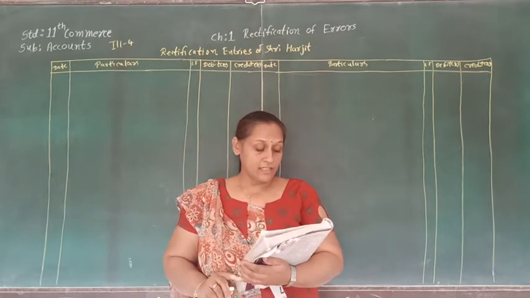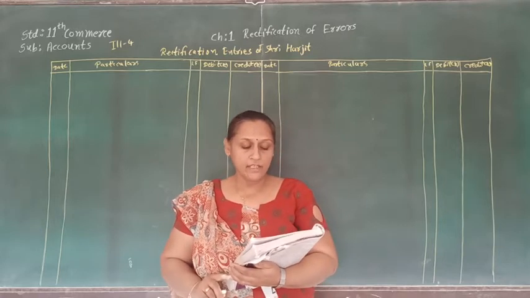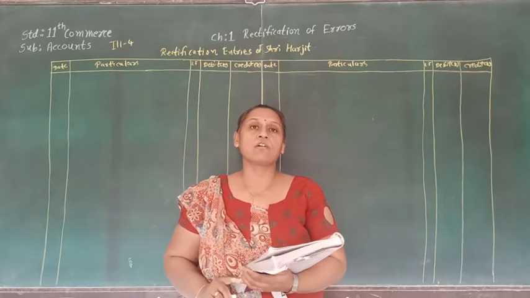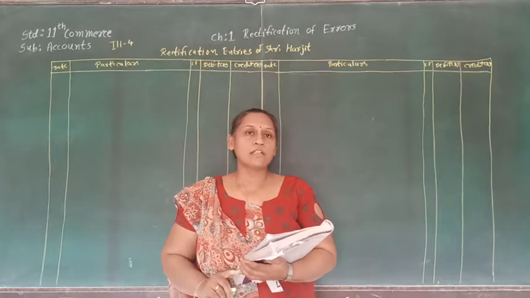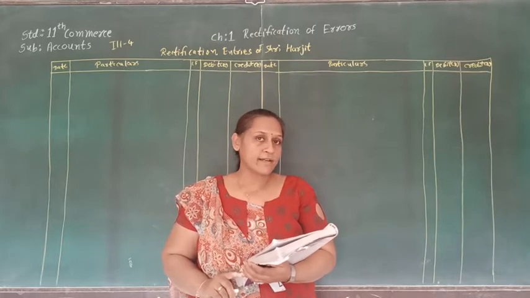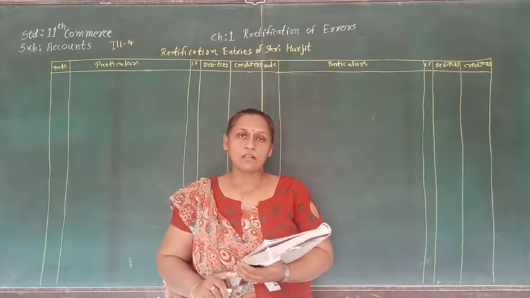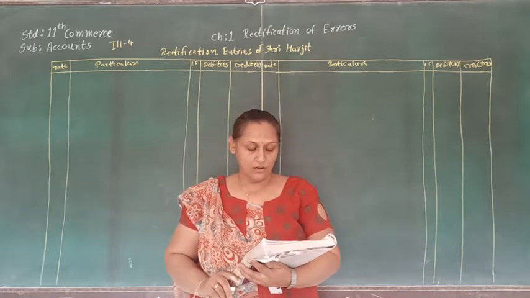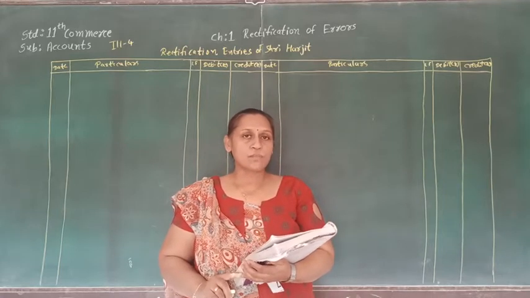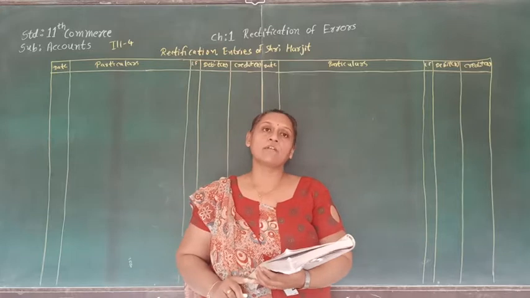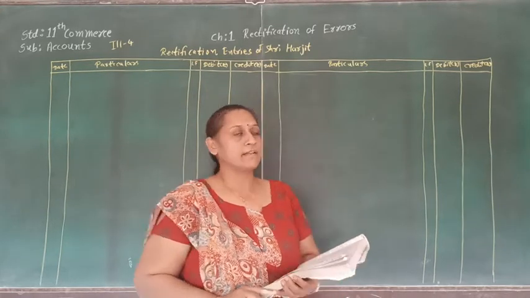So here transaction number 1 is: goods returned of rupees 3500 by Bina is posted on the debit side of her account. Whatever goods are returned, that is supposed to be credited, but it is debited. So we have to credit it twice, and for that we have to pass the journal entry with the suspense account. So the first rectification entry will be suspense account debit to Bina's account, and the amount will be 7000. So let's pass that journal entry.